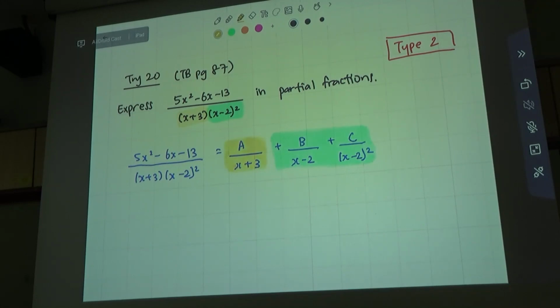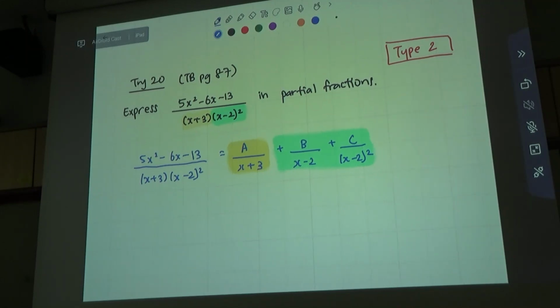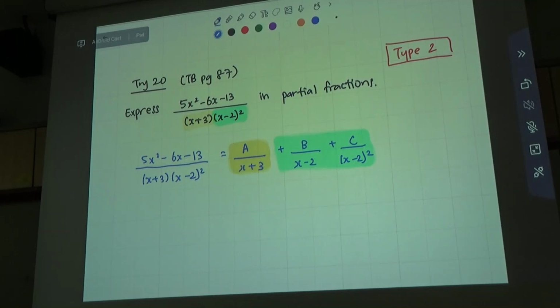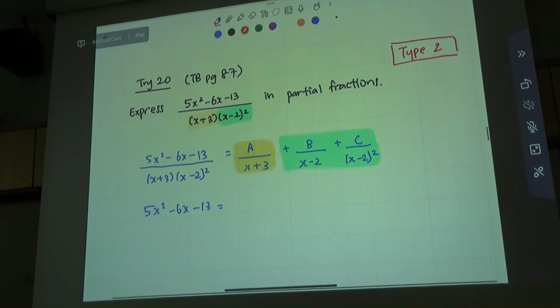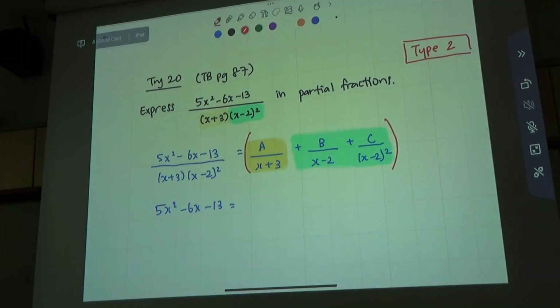So I'm getting 3 fractions now. Same method applies. We don't like to deal with fractions. We need to strategically multiply across on both sides by the same thing, by the largest denominator, and that is x plus 3 times x minus 2 squared. So I am going to get 5x squared minus 6x minus 13 on the left side, and on the right side, for you to visualize better, I'm going to write down what I multiply over here.